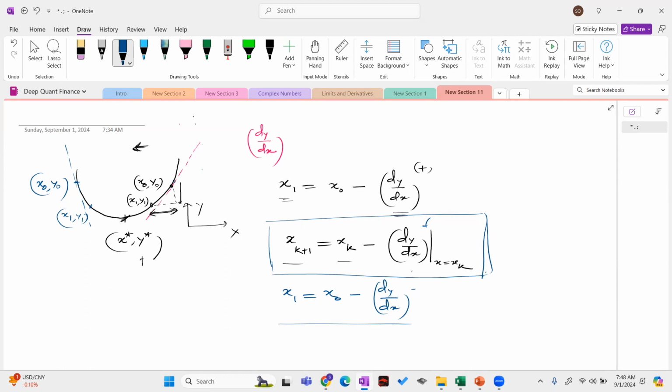There is one small improvement we can do to this algorithm. What is that improvement? What is the drawback of using this formula as is? There is one improvement we can do. So my algorithm so far is this: xk plus 1 is xk minus dy by dx. There is one improvement I can do.